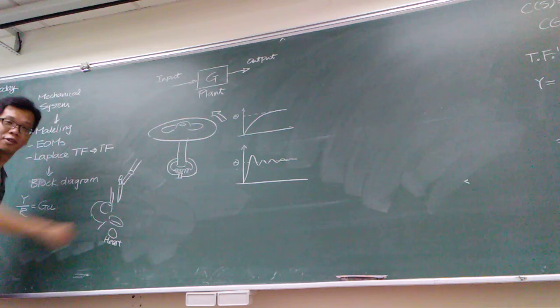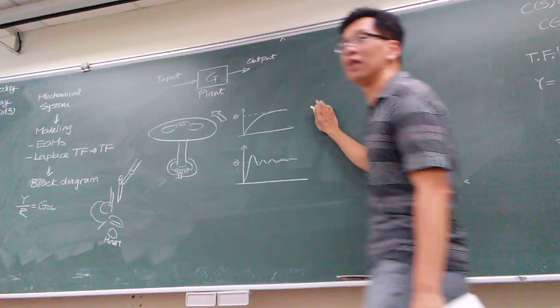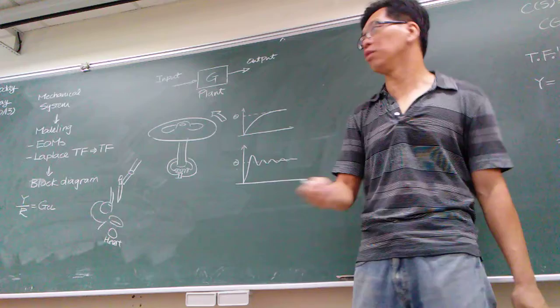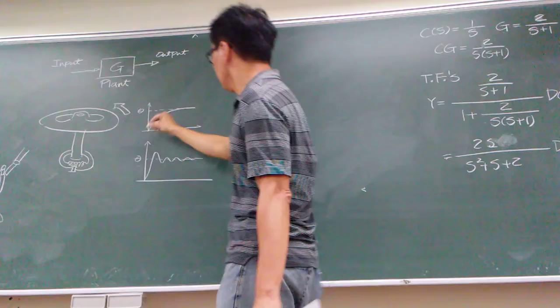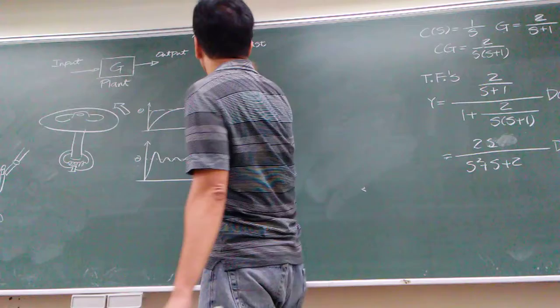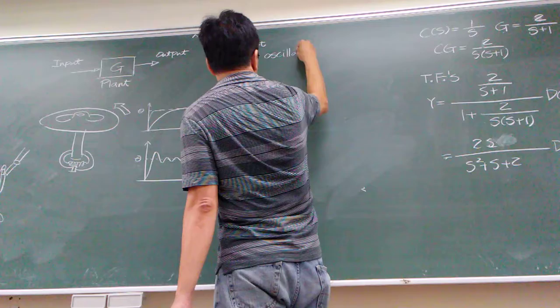So we need to analyze the transient response based on this response or this response. Normally, what do we want to do? We want to have everything to be fast. So we hope it will go to this one directly within maybe 0.1 second. Then it will stop right here. So we also want to have no oscillation. This is pretty bad, right?